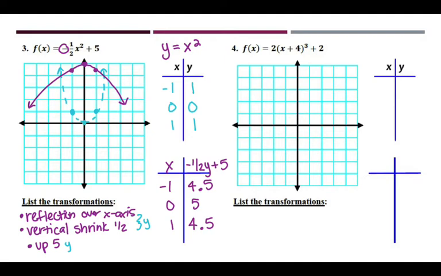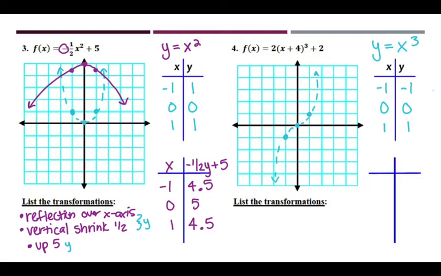All right, number 4. This one is a cubic function, so my parent function is y equals x cubed. Again, starting off with these original 3. -1 cubed is -1, 0 cubed is 0, 1 cubed is 1. So these are my original 3 points for the parent. Cubic goes up to the right and down to the left.